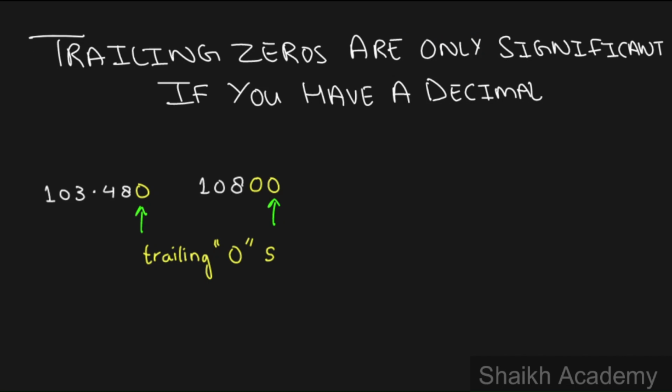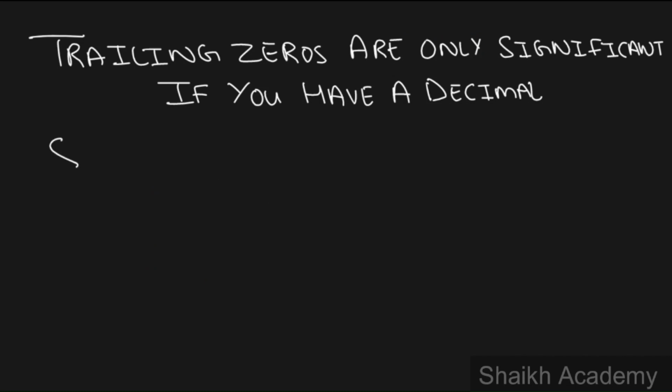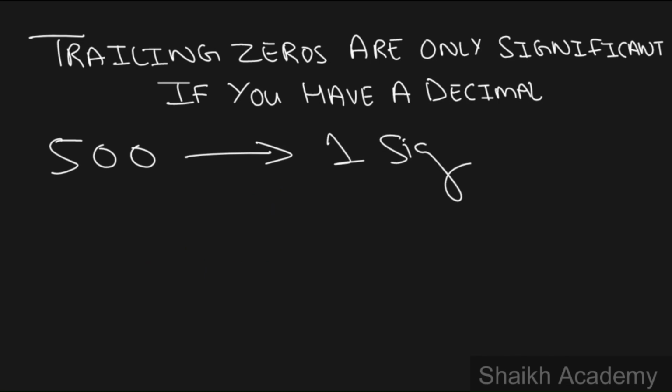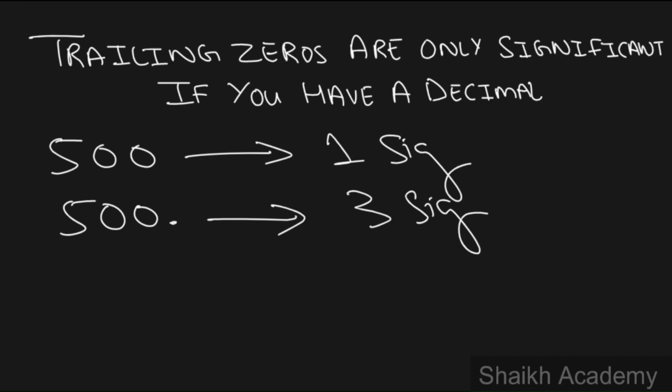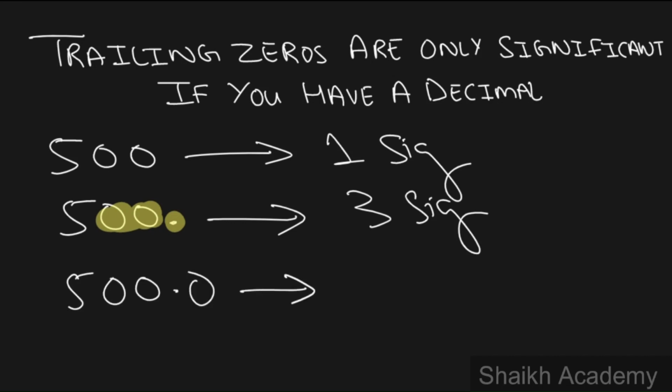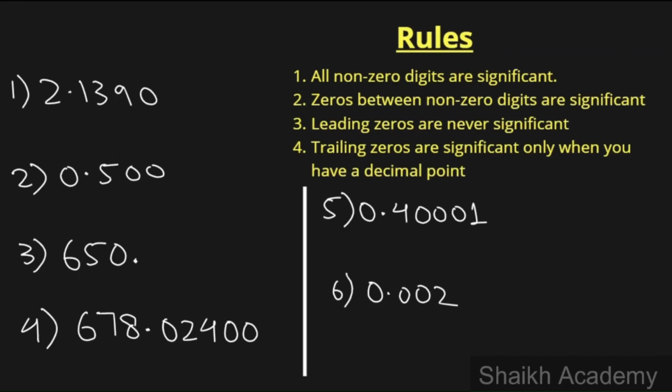Rule number 4. Trailing zeros are only significant if you have a decimal. For example, 500 is only 1 significant figure, but 500. is 3 significant figures. The trailing zeros here are significant because you have a decimal point here. Also, 500.0 is 4 significant figures. Let's take a few more examples.